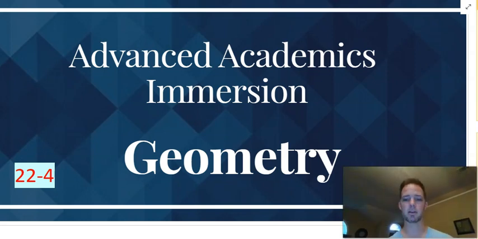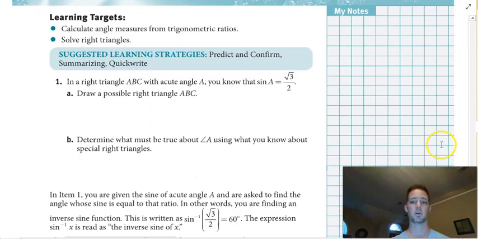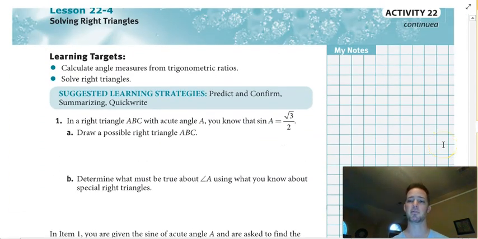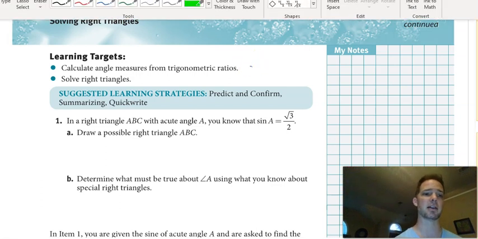Hello, Mr. Munyon here with activity 22-4, solving right triangles, finishing up our lesson on using trigonometry to solve for sides and angles. So in this lesson, you should feel comfortable with using SOHCAHTOA to solve for a side of a triangle. We're also going to add making sure that we know how to solve for an angle inside of a triangle as well.